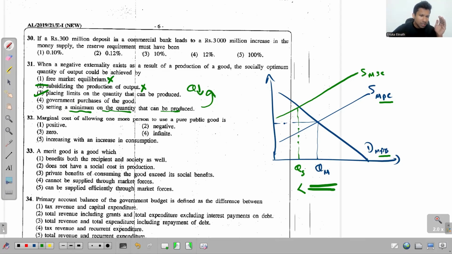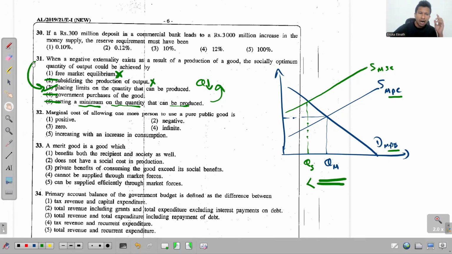From this second option, from this fourth option, again from this fifth option, the market quantity may increase. The first one is ignorable, but from the other three, second, fourth, and fifth, market quantity will increase. So only from this third one, the market quantity will be limited, will be reduced. Answer for this question 31 is the third one.